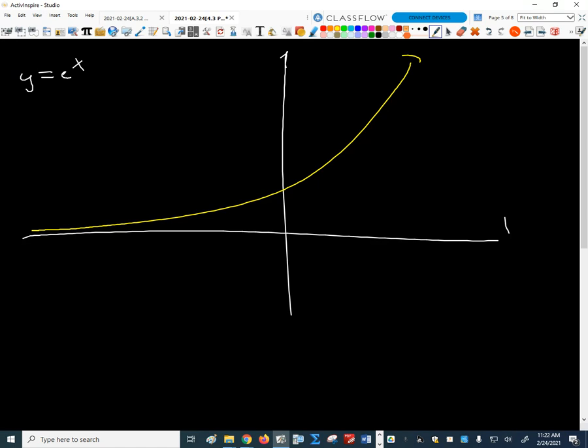Well, what if I plug in a negative there? Think what this means in terms of transformations, right? Let me just make this a 2x too.